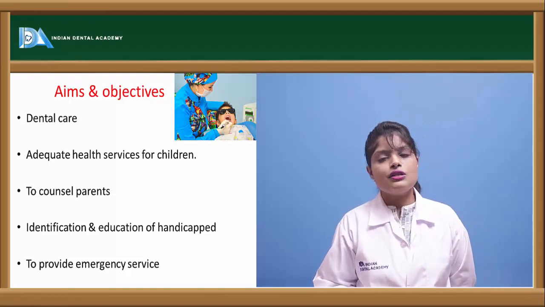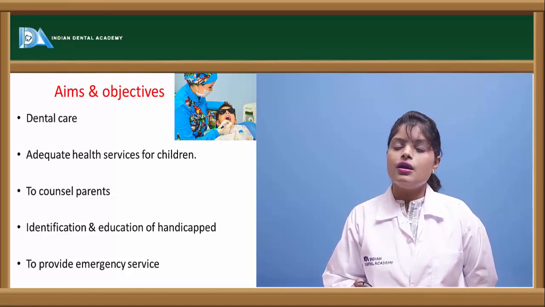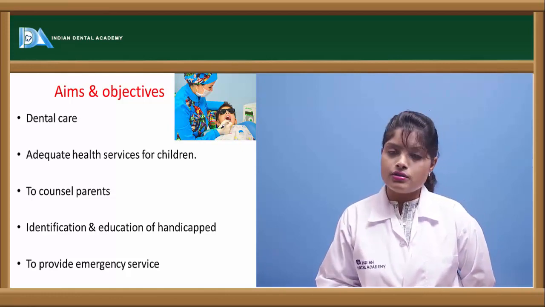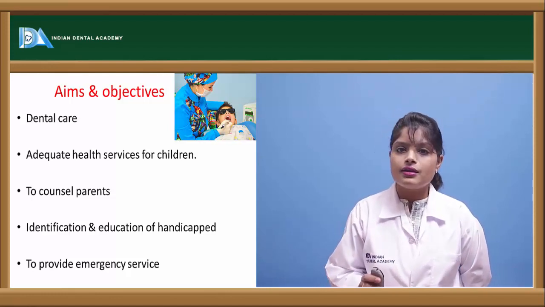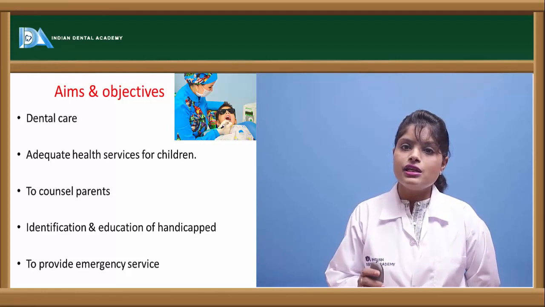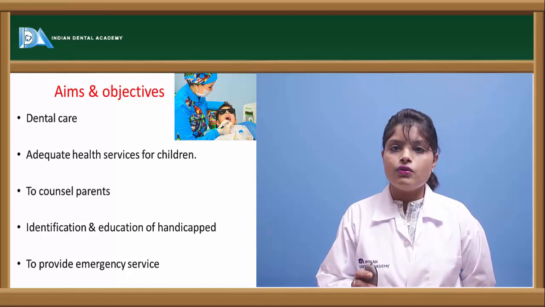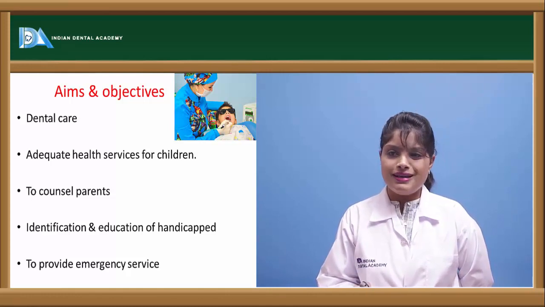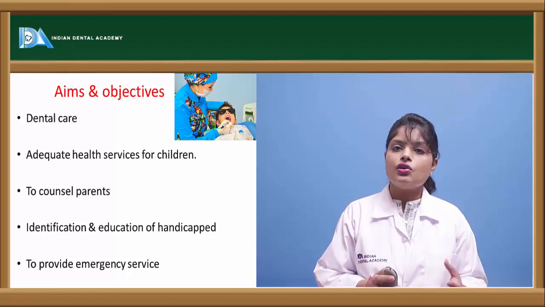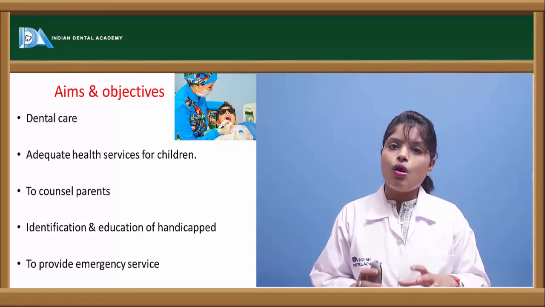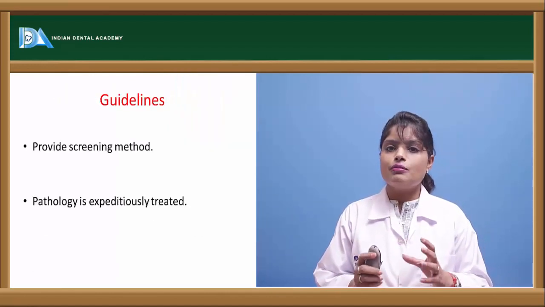So what are the aims and objectives of such a program? The main aim is to teach the children the importance of regular oral health care, and also care of general health. It also aims at teaching the pupils, the parents and the caregivers the importance of oral health, and counseling of the parents. Then identification of any handicapped children and treatment and proper dental care of those children. Then identification and treatment of any emergencies.